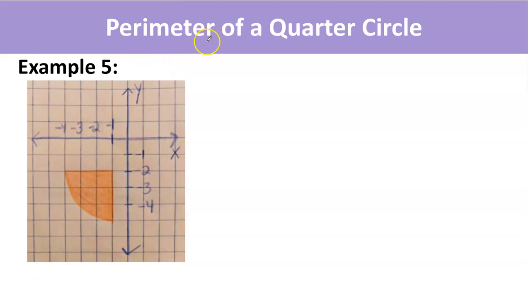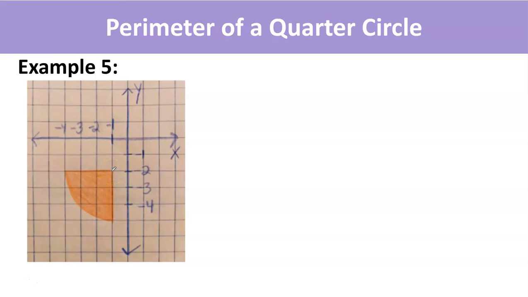In this video, we're going to be finding the perimeter of this quarter of a circle. The first thing I want to do is find the length of this curved edge. To do that, I want to draw in the rest of the circle.